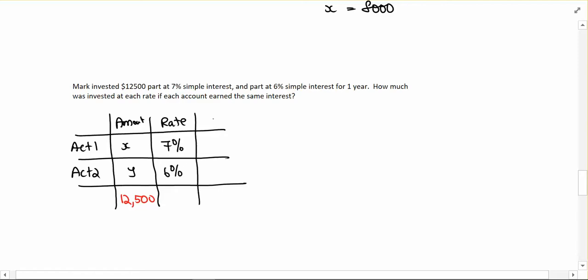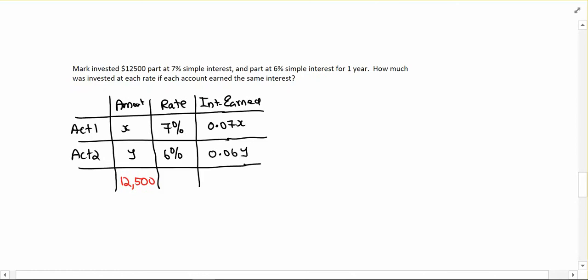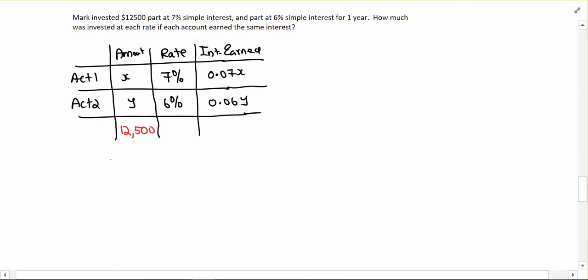And so the interest earned is 0.07x and 0.06y. Now again, they don't give us the interest amount, but they tell us that the interest is the same. And there are two variables, so we know we need two equations. So one equation is easy. It's x plus y is equal to 12,500. Now the second equation comes from the fact that they tell us that the accounts earn the same interest. So the amounts were the same. So in other words, 0.07x was the same as 0.06y.